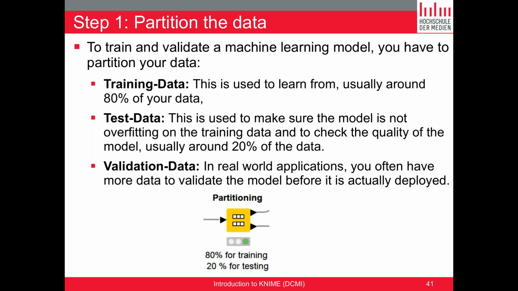So if you want to do this, we have a node here, the partitioning node, that you can just use. You give it some data, you tell it how much of the data should be used for training and how much should be used for testing. And you have different strategies to actually do this splitting or partitioning of the data, something like random selection or whatever you want.